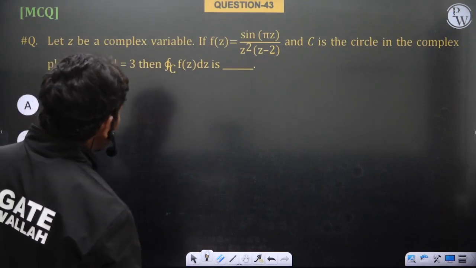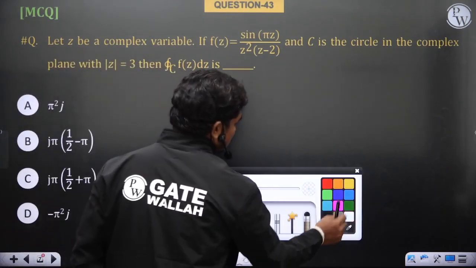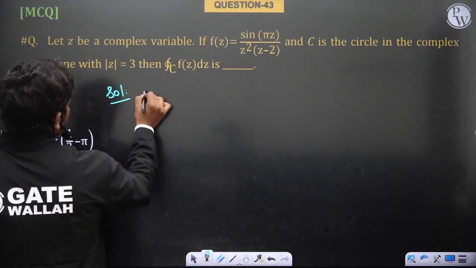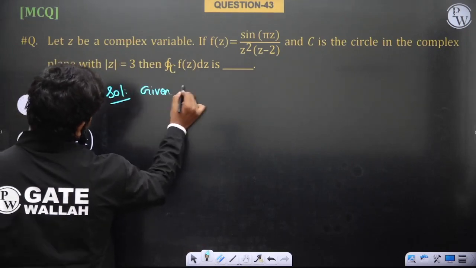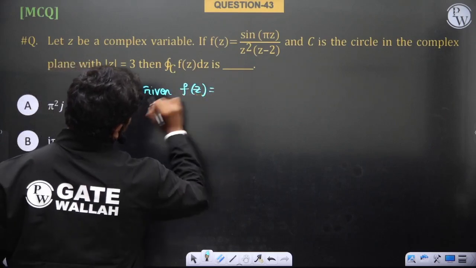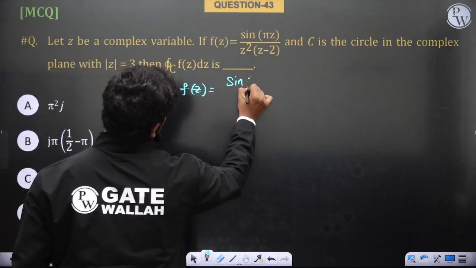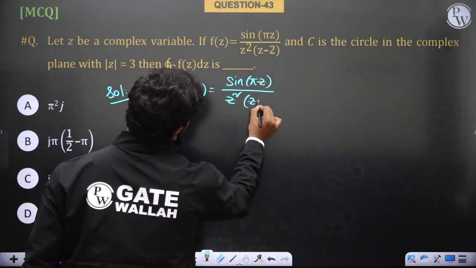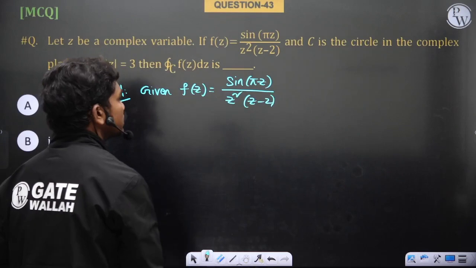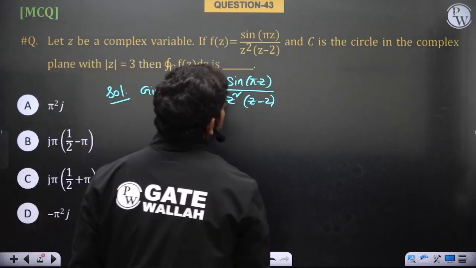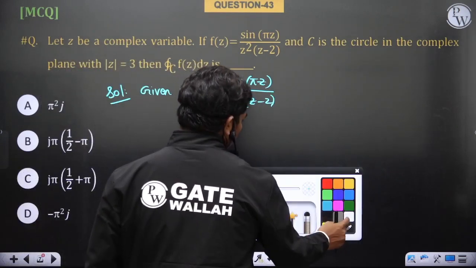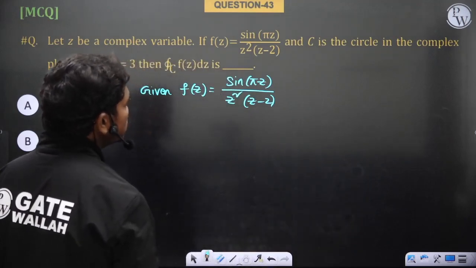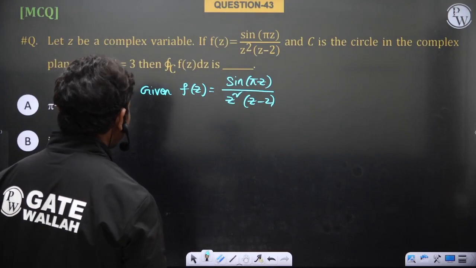Okay, so let's see the solution. Given f of z is equal to sin pi z divided by z square into z minus 2. Okay, so now this is the expression you have, sin pi z by z square into z minus 2, and c is the cycle in the complex plane with mod z is equal to 3.